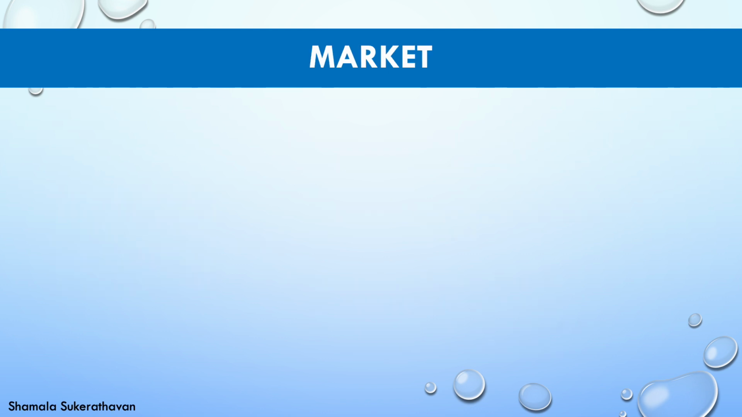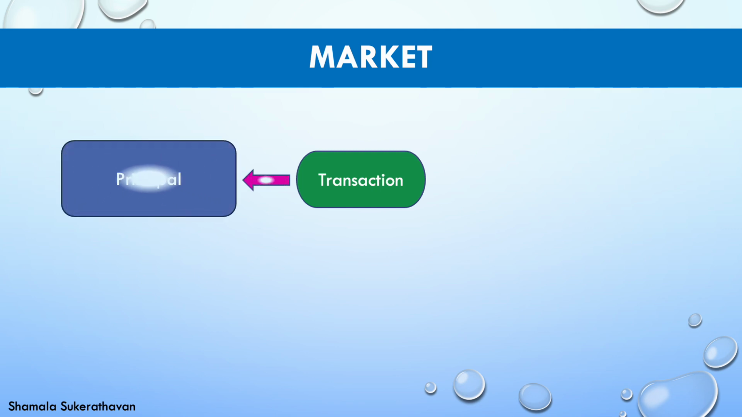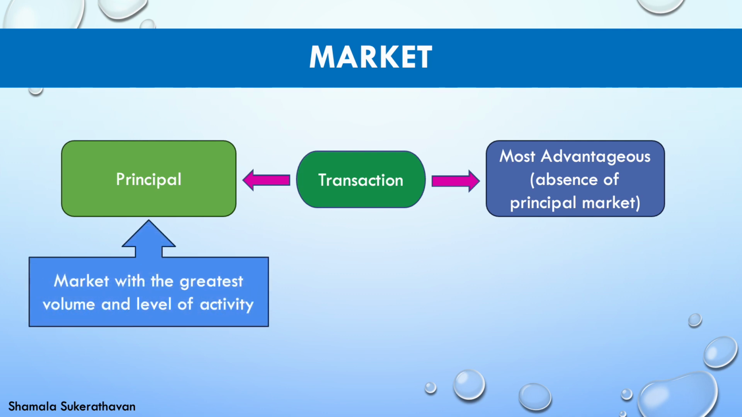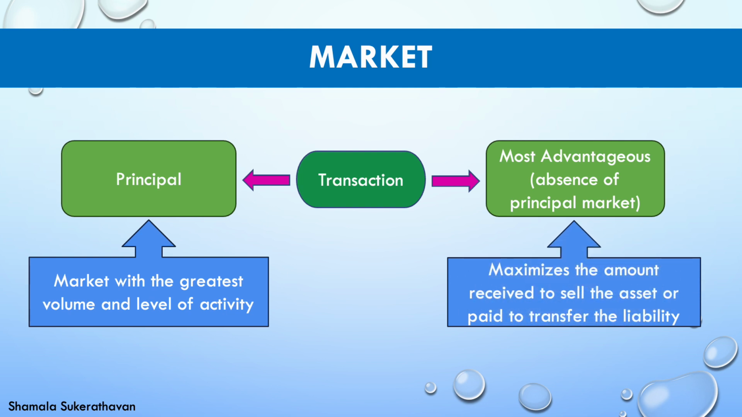IFRS 13 fair value measurement assumes that the transaction to sell the asset or transfer the liability takes place either in the principal market for the asset or liability or, in the absence of the principal market, in the most advantageous market. The principal market is one with the greatest volume and level of activity for the asset or liability that can be accessed by the entity. The most advantageous market is one that maximizes the amount received to sell the asset or paid to transfer the liability.